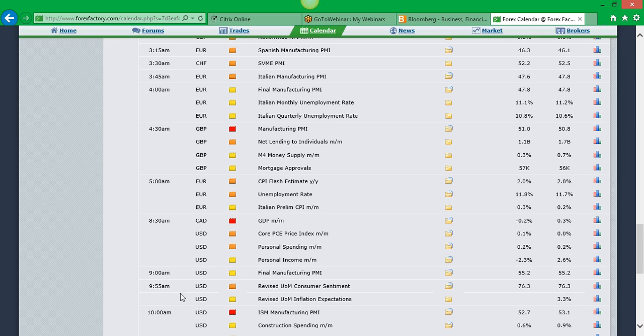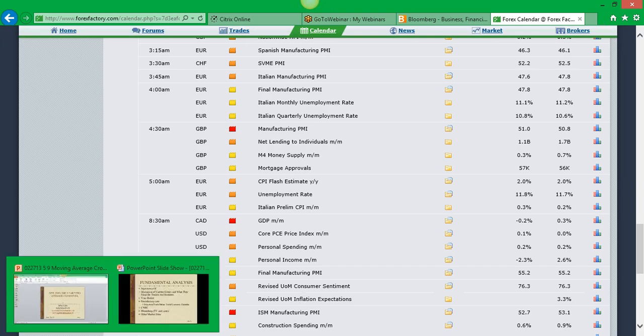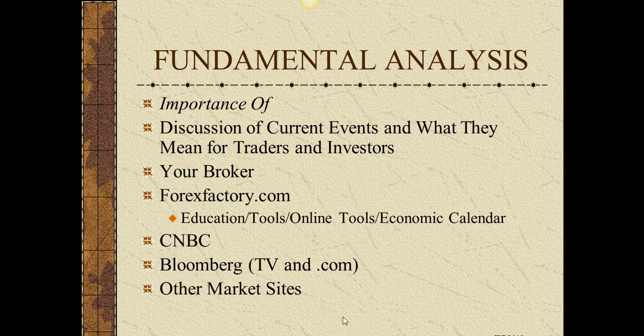So this is your economic calendar. You've got to be ahead of the game and know what's going on. You don't want to be dancing trying to enter a trade and not know when this stuff is coming out. So please, I can't stress it enough, this is part of your daily routine, all right?